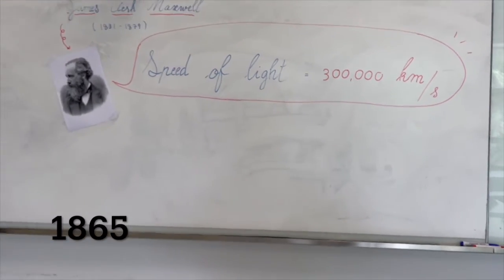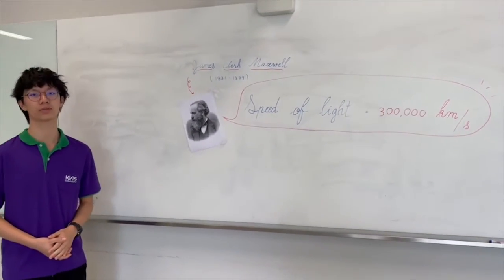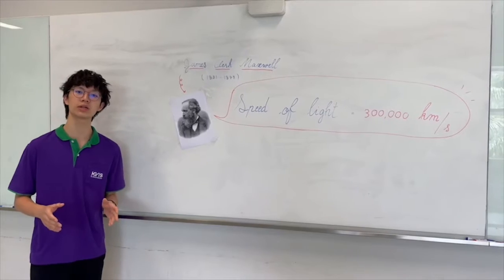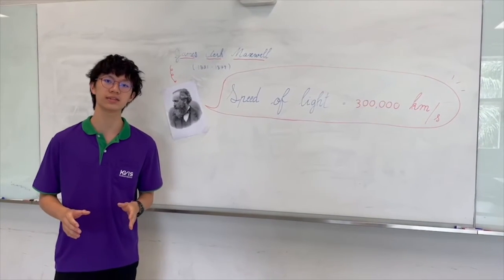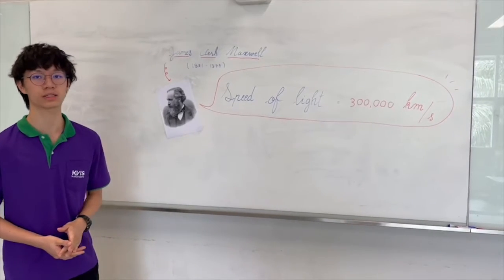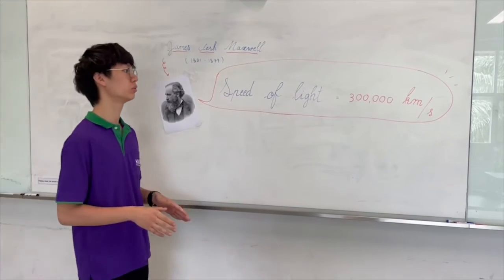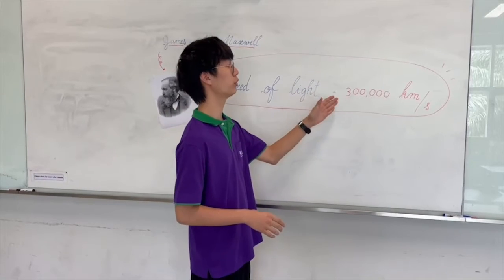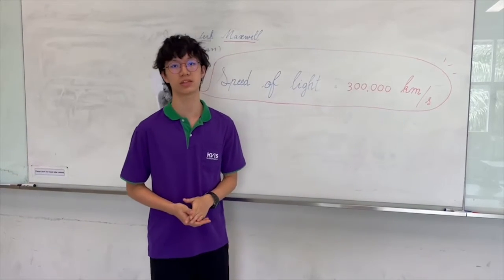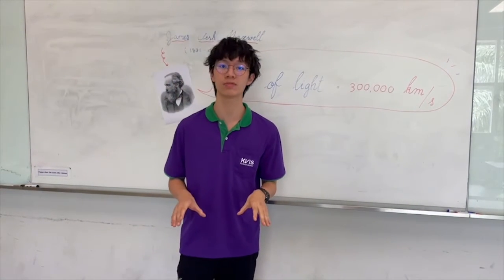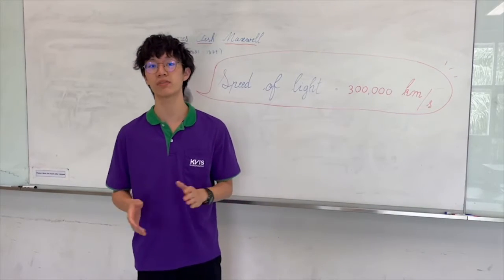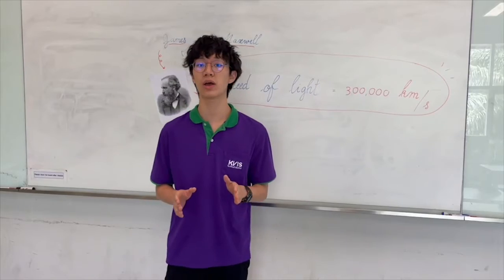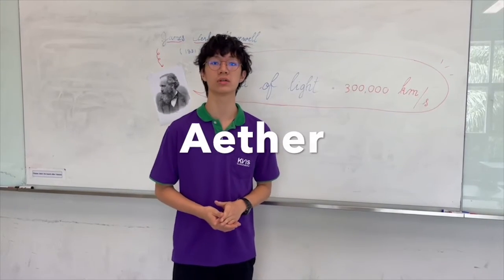In 1865, James Clerk Maxwell discovered in his work that light is a form of wave. To be precise, light is a part of the electromagnetic spectrum, traveling through space at a speed of 300,000 kilometers per second. Now, many people believe that since light is a wave, and waves always have a medium, light also has a medium, the so-called ether.